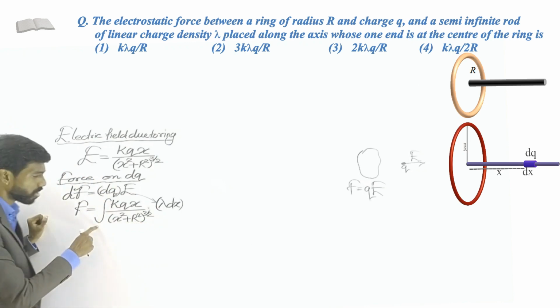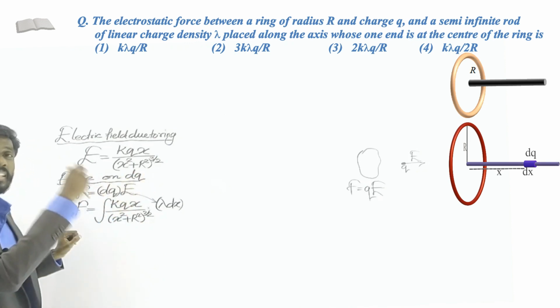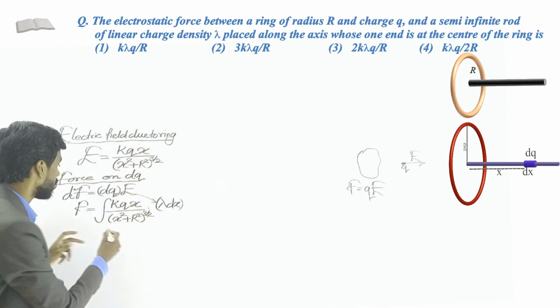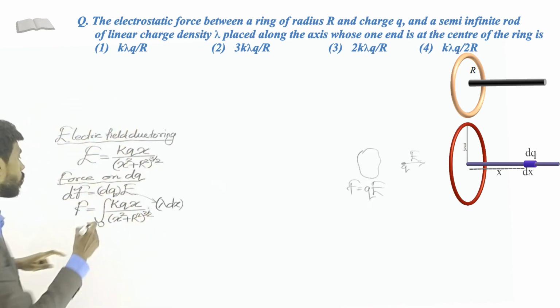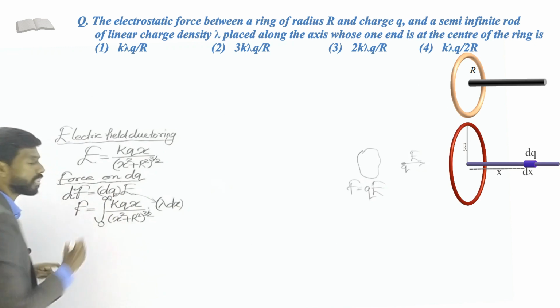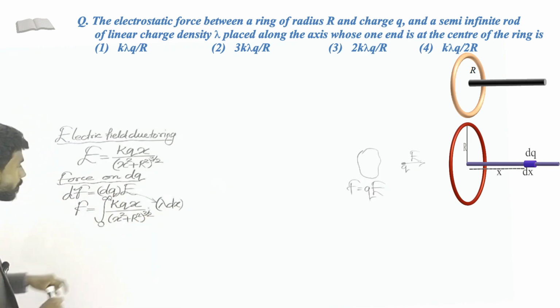What is the range here? So the limit of integration. See, x starts from 0, right? At the center of the ring, the x value is 0. So starting at 0 and it reaches till infinity, right? It is an infinitely long rod. So the final value is infinity. So this integration we need to find. That's all. But how will you do this integration?